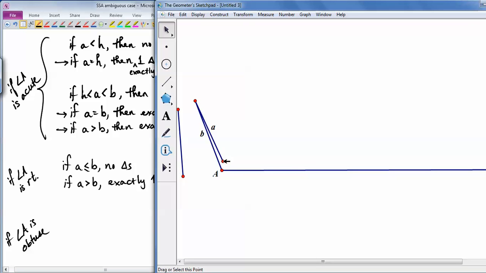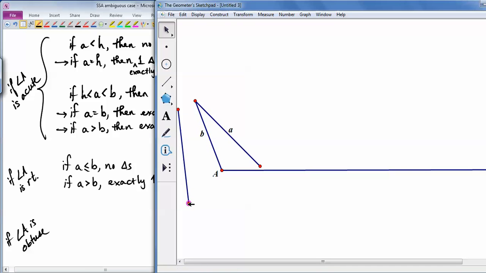So right now, little a is less than little b, and I just can't connect it to this side to make a triangle. If I make it equal to b, I still can't connect it to this third side to make a triangle. The best I can do is have it latch on at angle A right there. So still A equals B, no triangle.